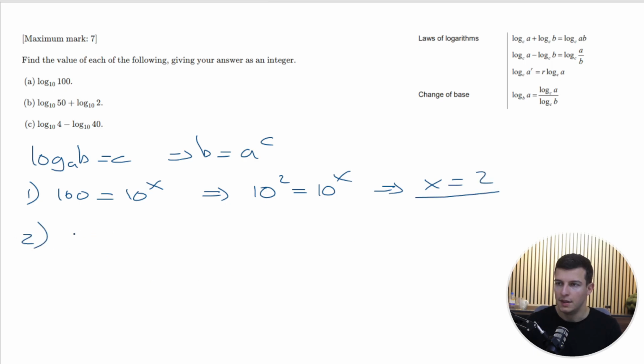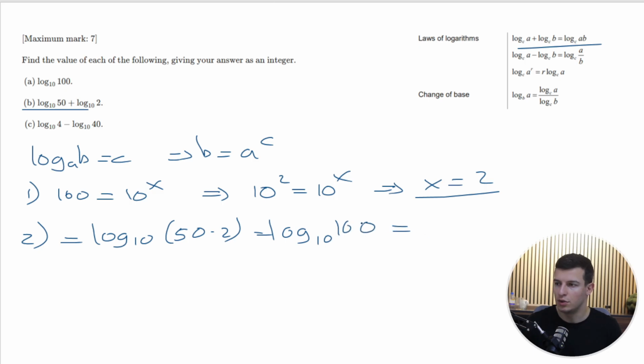Second one, log base 10 of 50 plus log base 10 of 2. Now what does that remind you of? It reminds us of the product rule, the first one right here on the formula booklet. So it will be equal to log, the base will stay the same, and here we'll have 50 times 2, which is log base 10 of 100. Can we leave it like that? Sure, but are we going to? No, because we know that log base 10 of 100 is 2. We just solved it.